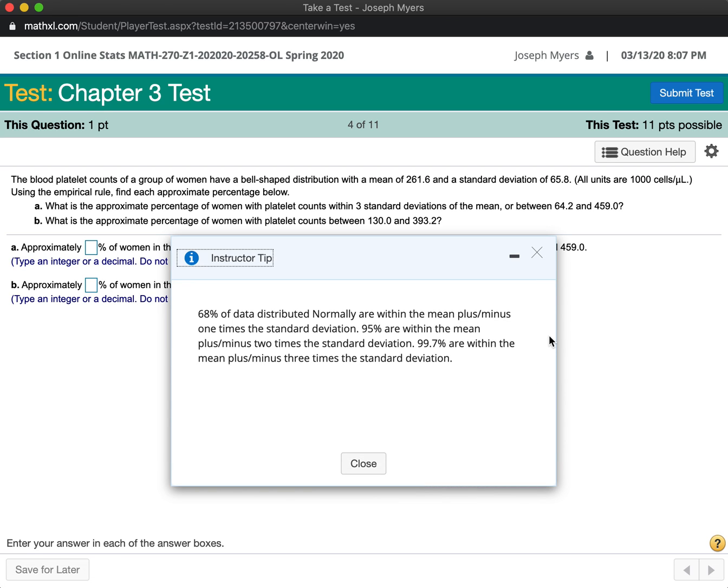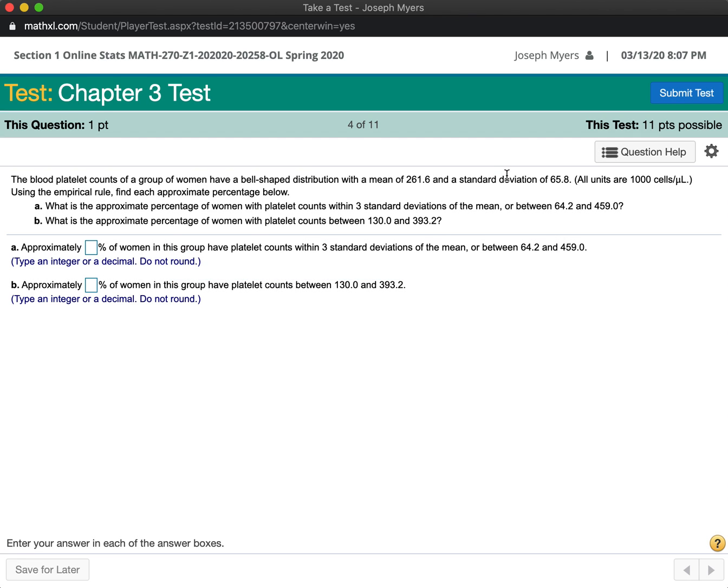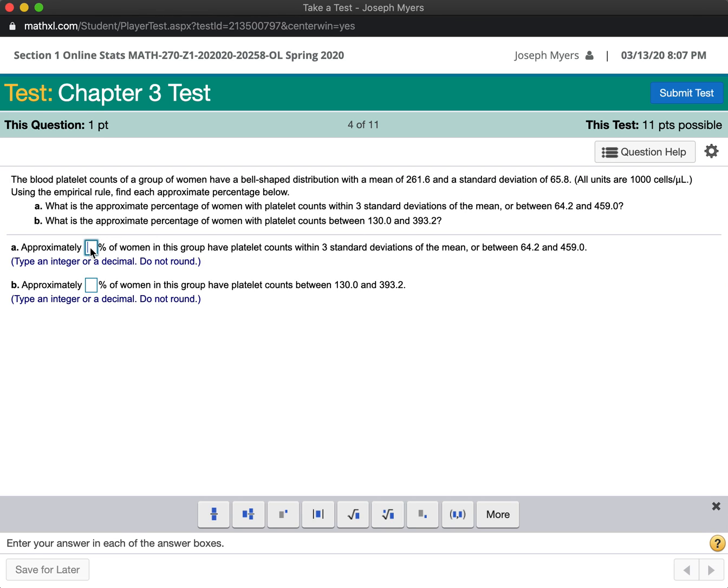Okay, then here's a tip that I've already put for you on this problem. 68% of data distributed normally are within the mean plus or minus 1 times the standard deviation. 95% are within the mean plus or minus 2, and 99.7% of data are usually within the mean plus or minus 3 times the standard deviation for normally distributed data. So, in this case, what's the approximate percentage of women with platelet counts within 3 standard deviations of the mean? Well, according to that rule of thumb that I just told you about, 99.7% of the women would have values within 3 standard deviations of the mean.